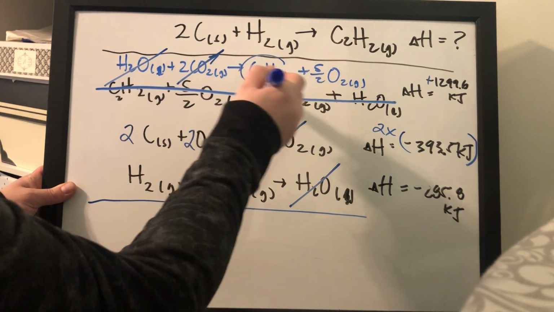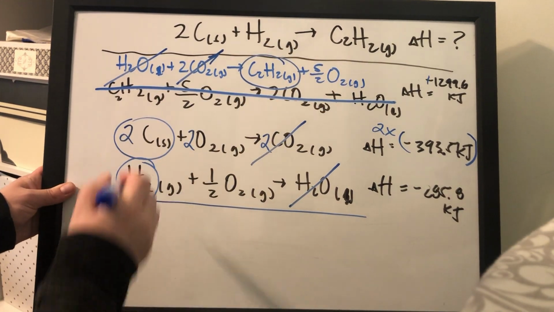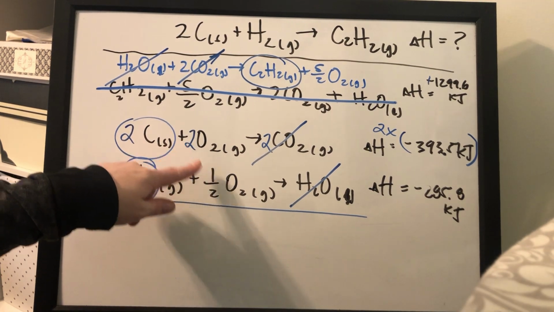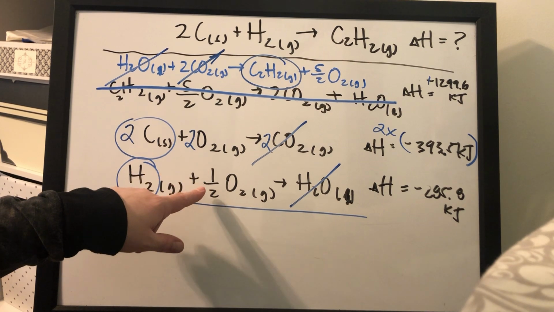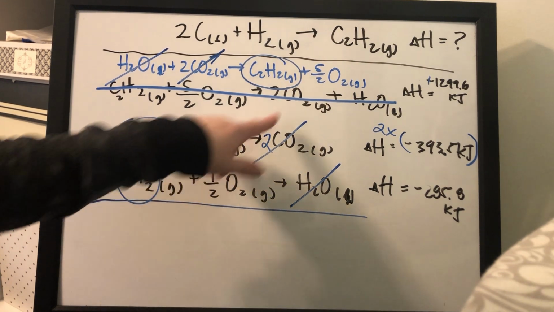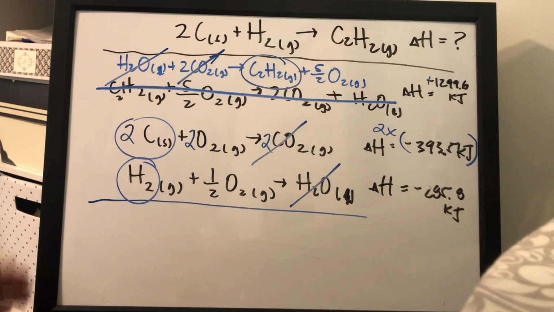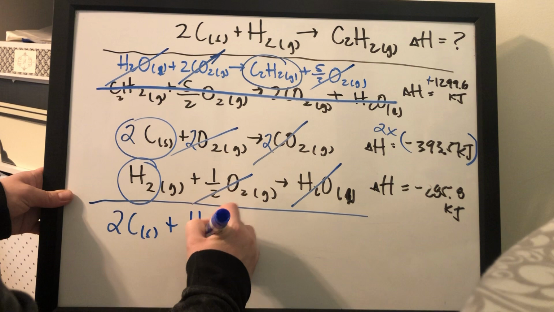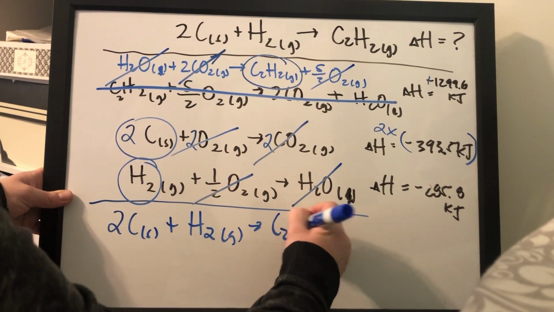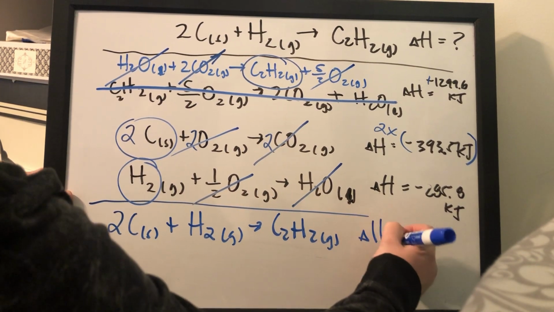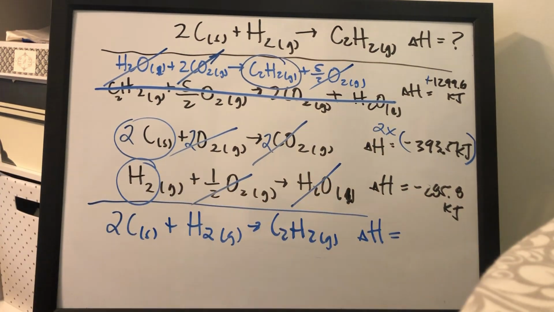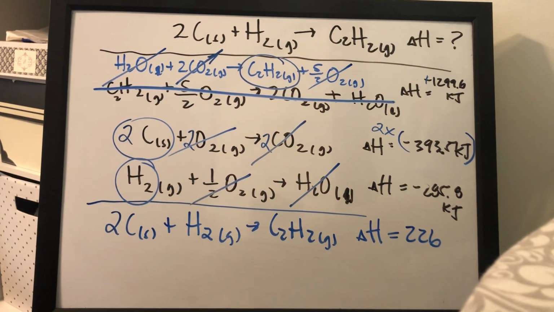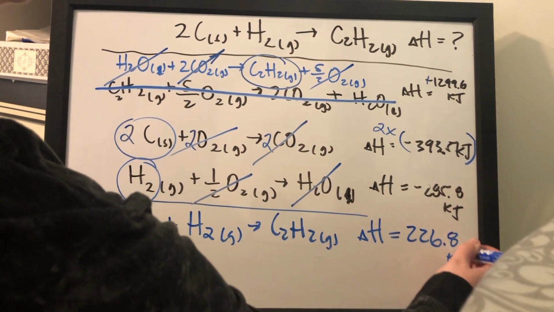And then I start looking, okay, I want this. So somehow these O2s have to cancel. A little hard to see at first, but 2 O2s plus a half O2 is 2.5 O2s. And then as a product, I have 5 halves, which is in fact 2.5. So this cancels with both of these, leaving me with 2 carbons plus H2, making my product. I'm careful with my signs, careful with my manipulation of delta H. And when all is said and done, I got 226.8 kilojoules as my answer.